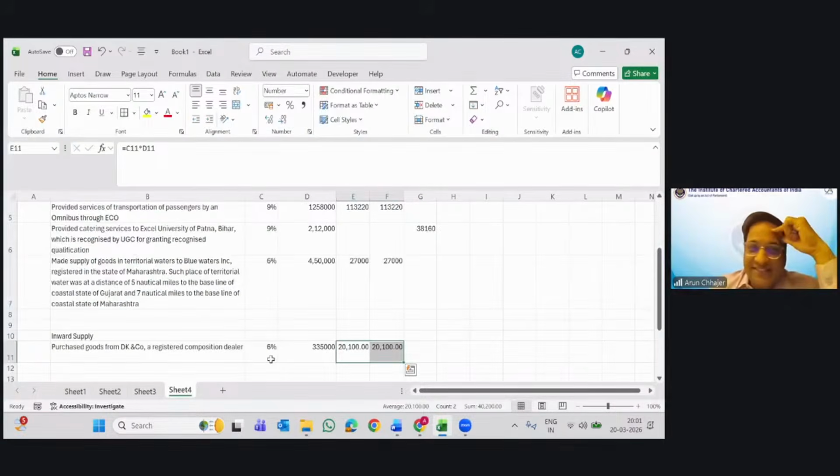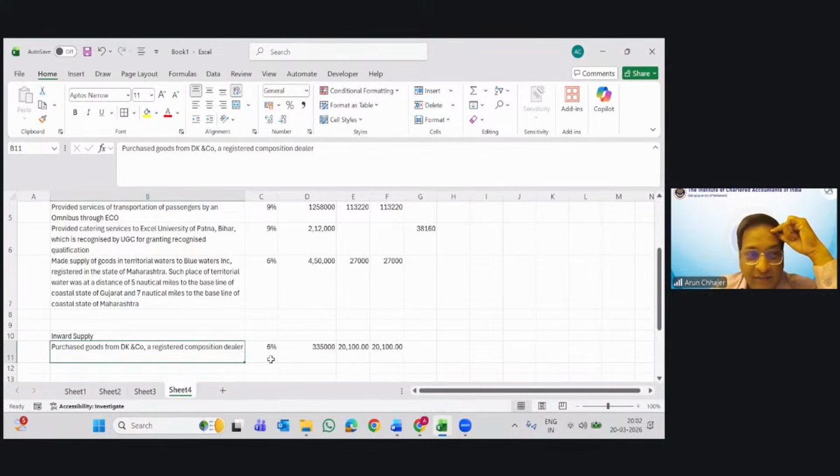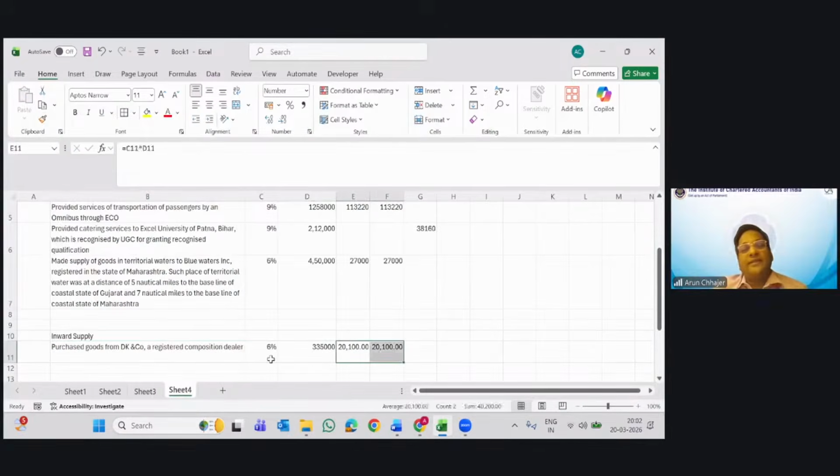In this case, the transaction is of purchase or is of sale? Transaction is purchase from composition dealer. Can composition dealer charge the tax? Can a composition dealer raise the invoice and collect the tax from the customer? No. Therefore, the tax would be zero. No tax by composition dealer.